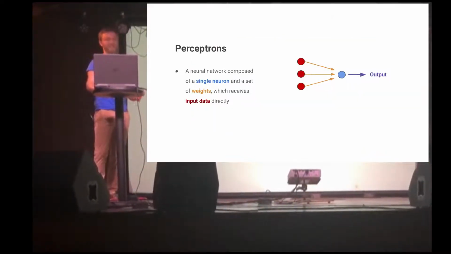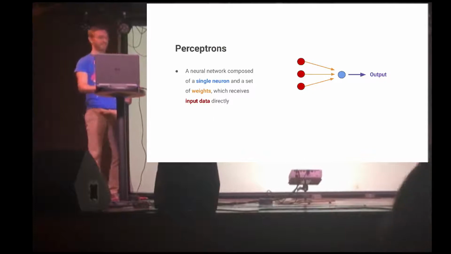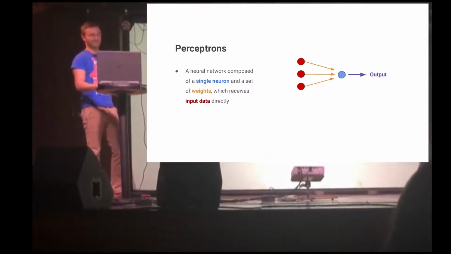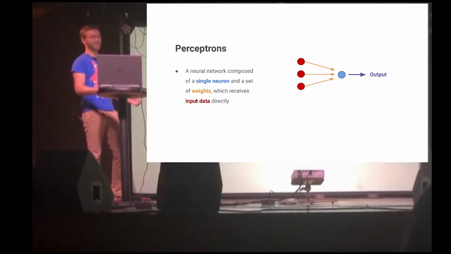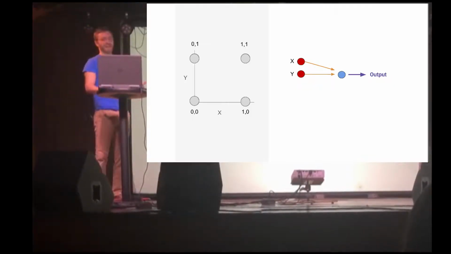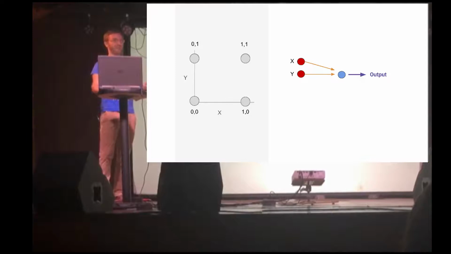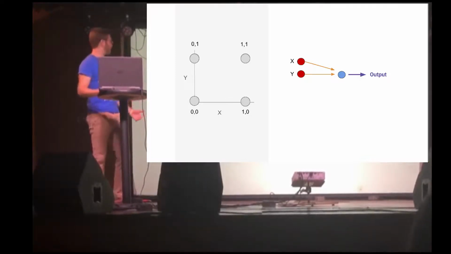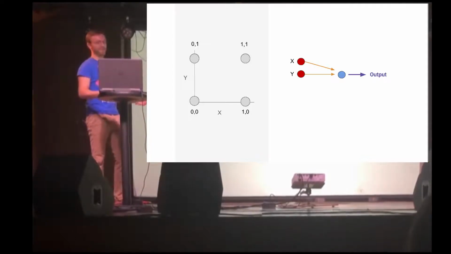So now I'm going to teach you guys about a perceptron. And a perceptron is just a neural network that's composed of a single neuron, and its connections go directly to the input data. To keep it nice and simple, we're going to have the input data just be an x and a y coordinate, and we'll even keep it super simple and restrict the x and y to only be able to be 0 and 1.